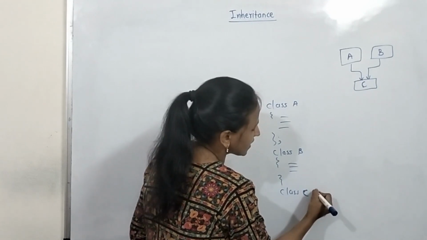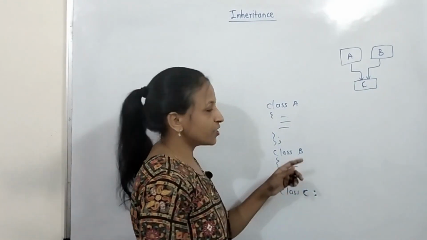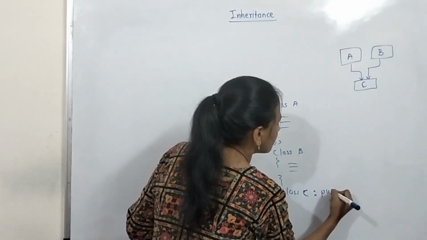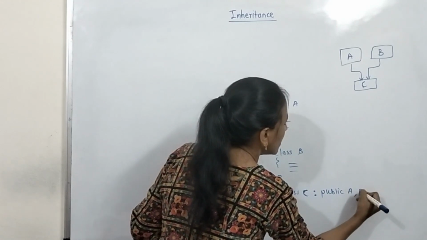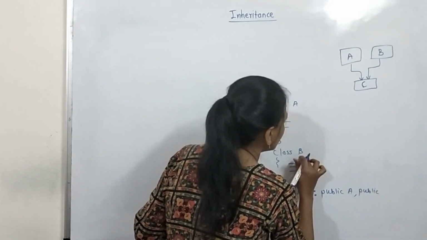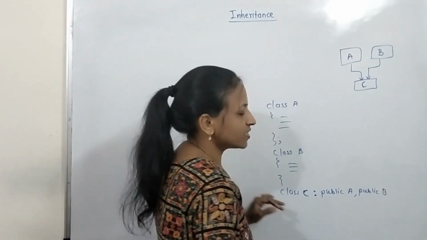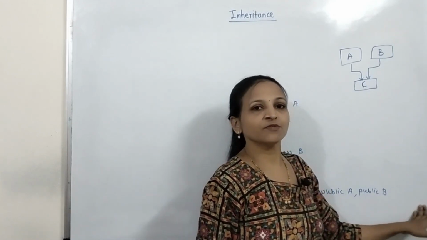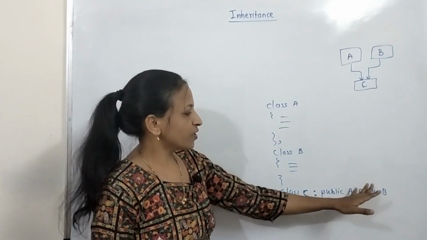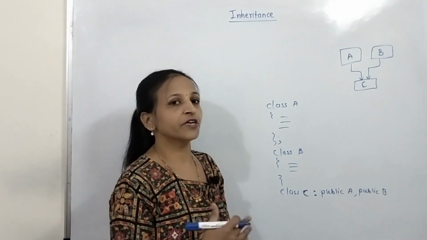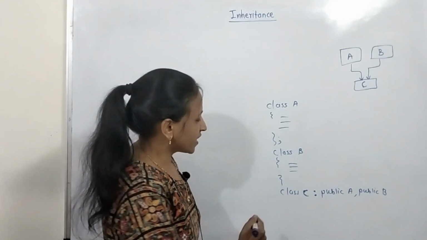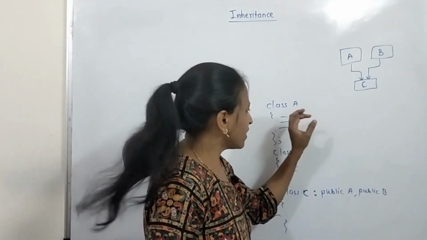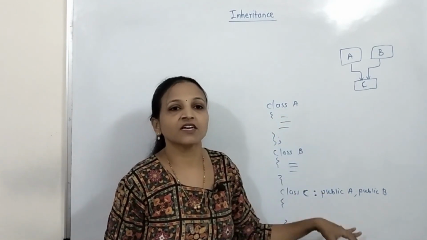This is the derived class, and I want to create it by using these two classes as base classes. Then we write public, let's say A, comma, and again we write the visibility mode, followed by the second class name. In this way we can write any number of class names with visibility mode. We always have to write the visibility mode, whether it is the same or different. Now we can say that class C is derived from A and B, so whatever features A and B have will automatically come inside C.